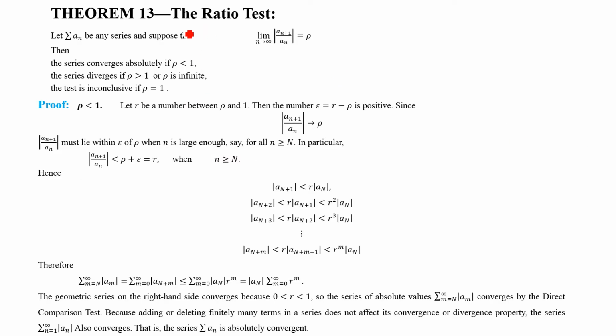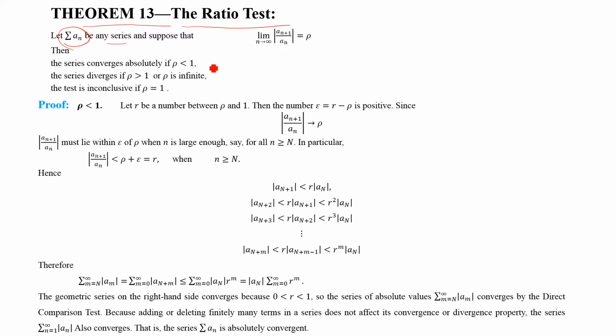So this theorem actually gives us the rule to test the convergence of a given series by taking ratios. This is theorem number 13 of the book. If we have a series sigma an, be any series, suppose that the limit of the ratio an plus 1 divided by an as n approaches infinity is equal to rho. Of course, whenever we take the limit, there must be some value. It can be a finite definite value, it can be an infinite value.